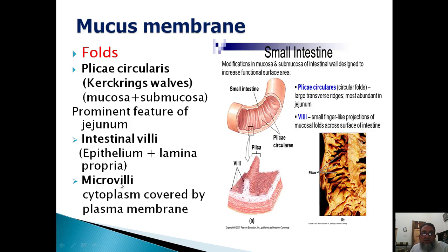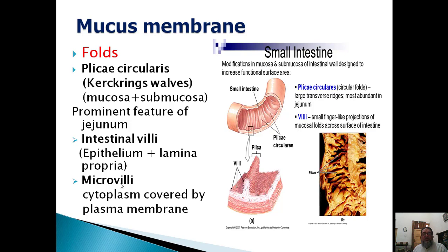Now, what are the microvilli? Microvilli are small finger-like projections from the cytoplasm covered by plasma membrane. Always remember there is no lamina propria in them. Only the cytoplasmic projection moves upward from the apical cytoplasm, from the terminal web, where the actin filaments arise. They move within the epithelial cytoplasmic fold covered by plasma membrane.